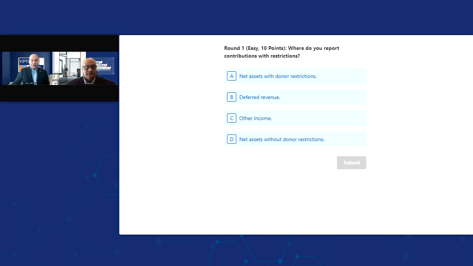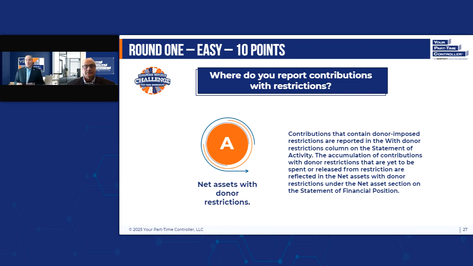All right, let's see what we got here. Folks are getting their answers in now. All right. So the answer is A, net assets with donor restrictions, just as the term would say. When donors impose restrictions for the use or timing of their funds, we need to track that separately from unrestricted funds.